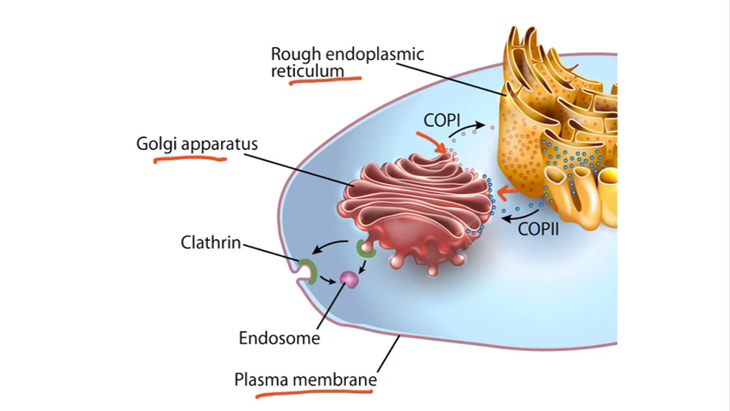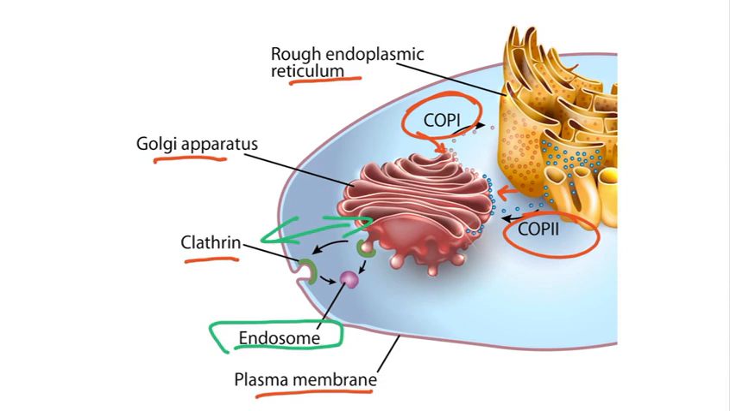Vesicles can be coated with various proteins, and there are 3 that you need to be familiar with for Step 1. These include clathrin, COP1, and COP2. Vesicles coated in clathrin are found in vesicles going between the Golgi apparatus and the plasma membrane, so right here. These can also go to the endosome, which you can see right here. COP1 coated vesicles are found in vesicles going from the Golgi apparatus to the endoplasmic reticulum, so this way. COP2 coated vesicles are found in vesicles going from the endoplasmic reticulum to the Golgi apparatus, so this way.